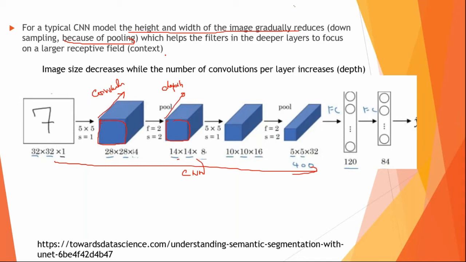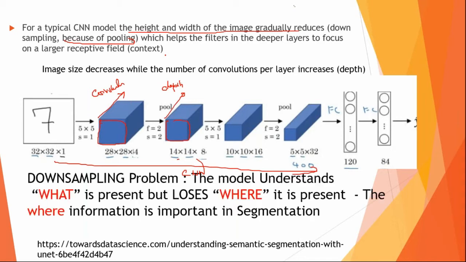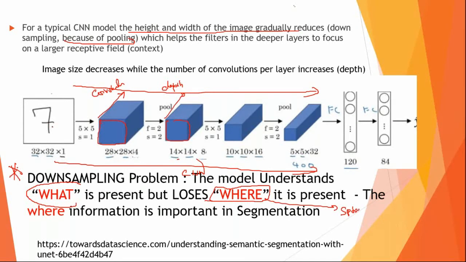But there is one big problem here. This is very, very important if you're working on segmentation. Please note down the downsampling problem. As the model goes from right to left, it understands what is present in the image. Say, for example, this is a number 7. It understands it, but it loses where it is present, which means it loses the spatial location of the 7.